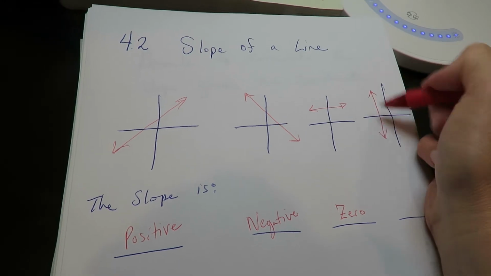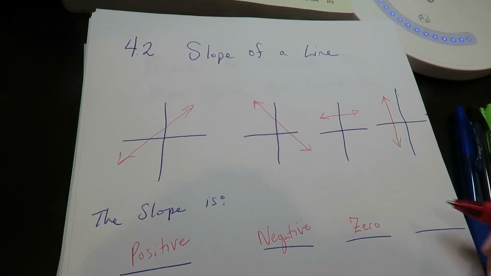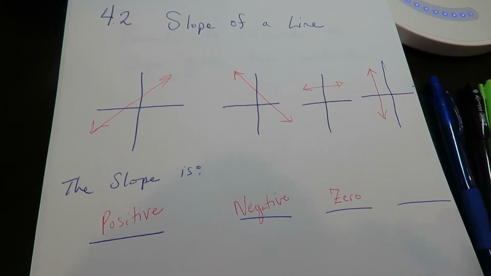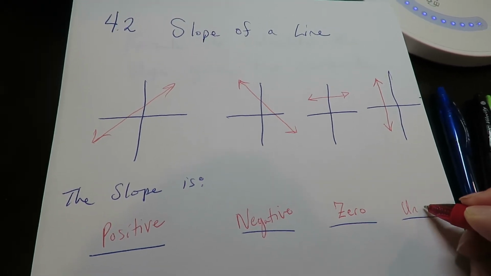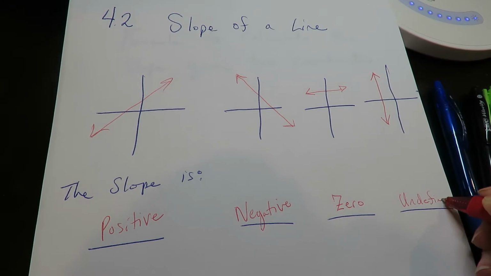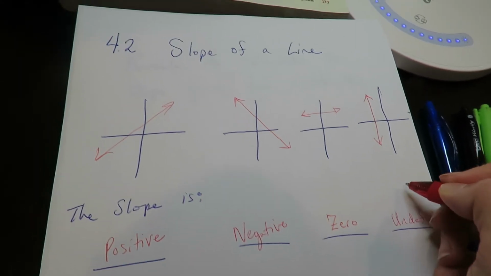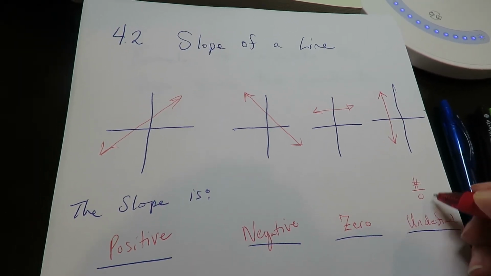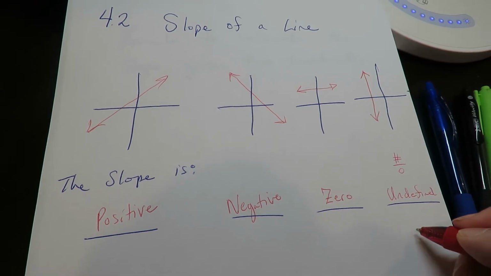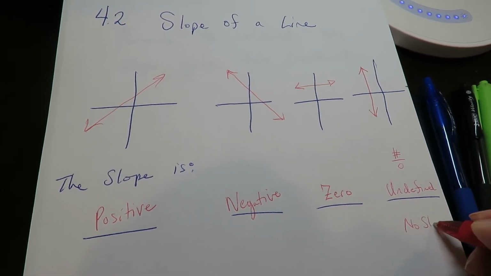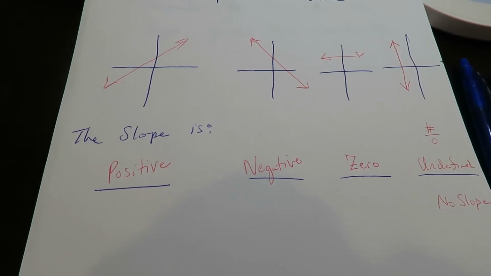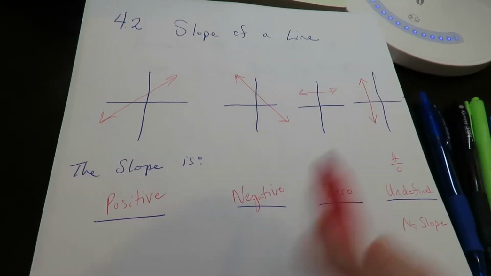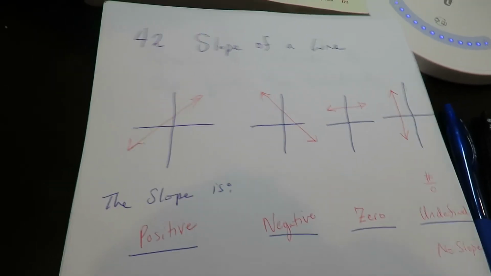If the line is vertical, students will give two answers to this, and I'm fine with both. Some students will write that the slope is undefined. Okay, undefined is when you have a number divided by 0. Some other students will write no slope. I'm fine with both of those, okay? All right, so that's the general characteristics of the line in terms of their slopes.